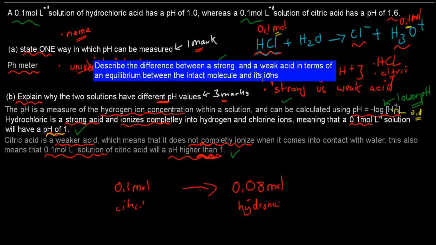Describe the difference between a strong and a weak acid in terms of an equilibrium between the intact molecules and its ions. So that's what we just did. We talked about the intact molecules, which would have referred to your hydrochloric acid, and its ions referring to your chloride and your hydronium ions. In this case, for a strong acid, we have 0.1 molar turning into 0.1 molar, whereas for a weaker acid, we have 0.1 molar turning into something less than 0.1 molar, thereby giving you a higher pH. I hope that was useful.